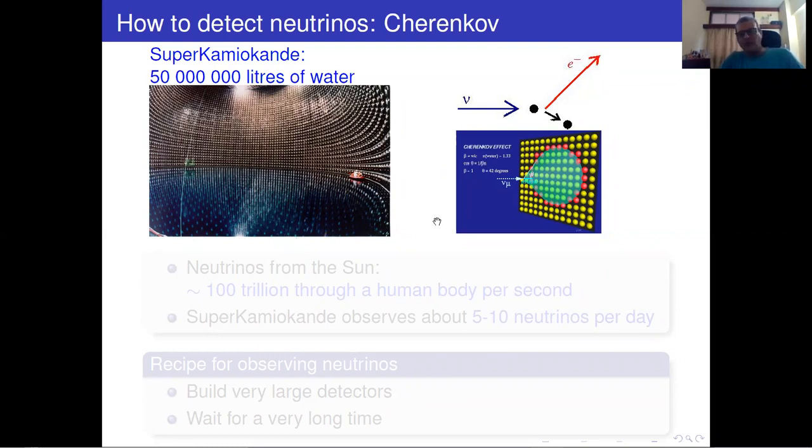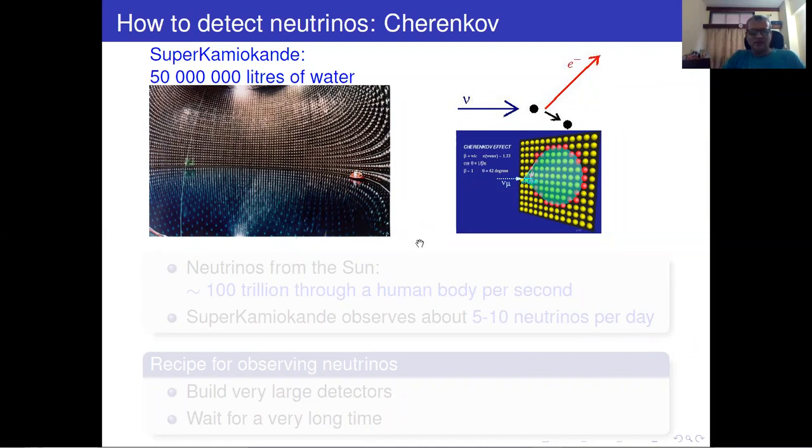Now, of course, the efficiency of this is extremely small. Let me give you some numbers. I just mentioned in answer to some question earlier that the maximum flux of neutrinos on Earth is from the sun. And to give you an estimate, through our bodies, every second, about 100 trillion neutrinos are passing. So 10 to the power 14 per second. And that number is valid whether it is day or night.